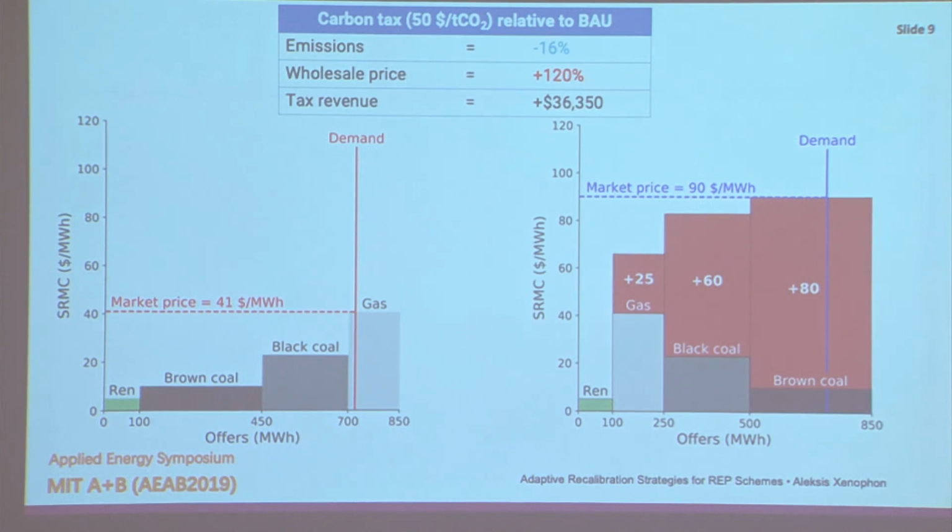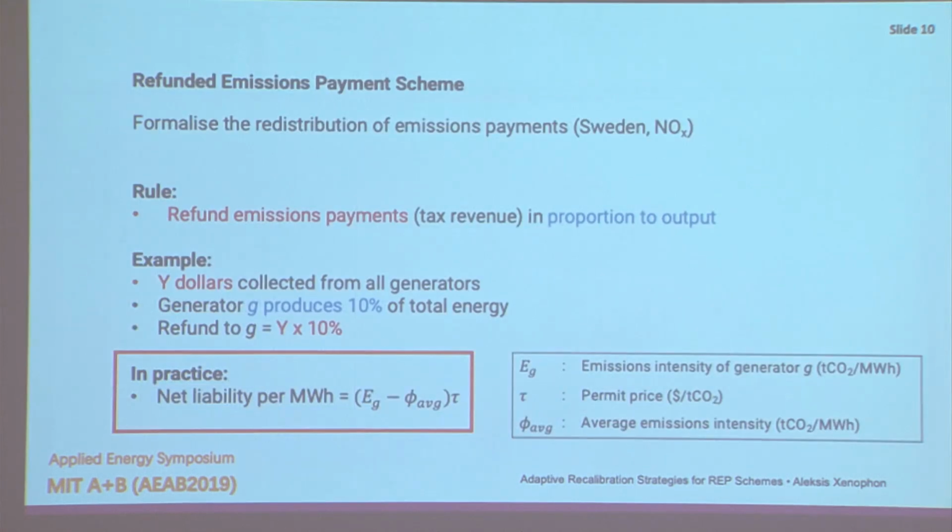Okay, but then the government will say, look, it's fine. We've collected all this tax revenue. Just trust us to figure out how to spend this. And a refunded emissions payment scheme says, no, we don't really trust the government to spend this money. So instead, we're going to formalize the redistribution of these emissions payments using a rule-based mechanism. So this is a scheme that has been used in Sweden to reduce nitrogen oxide emissions. And the basic way this scheme works is it refunds emissions payments, so tax revenue, in proportion to output.